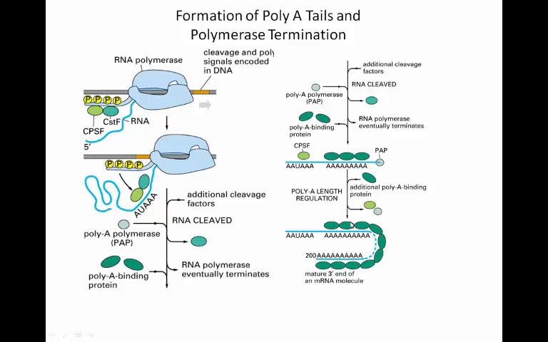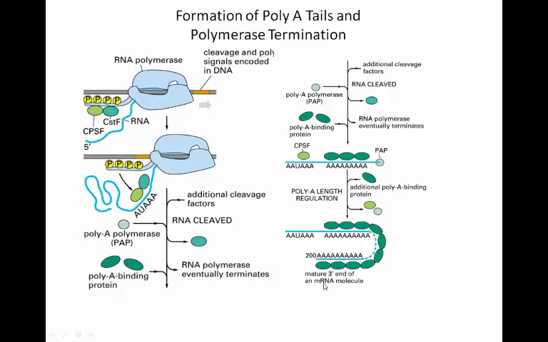So after we make this poly-A on the 3' end, it's bound to proteins. It's not free in the nucleoplasm or the cytoplasm when it goes through the nuclear pore. And this stabilizes the 3' end of the RNA molecule. So now, when we have the poly-A's, we made a mature 3' end of an mRNA molecule.